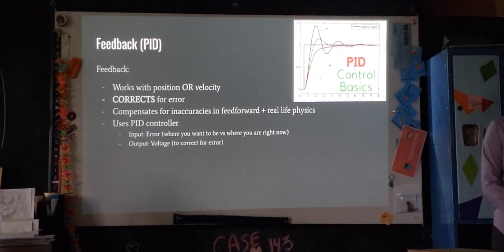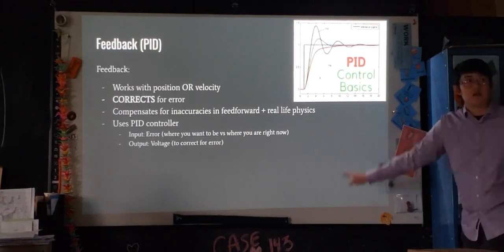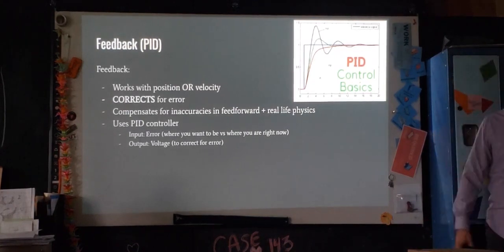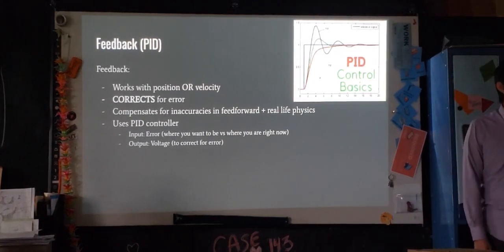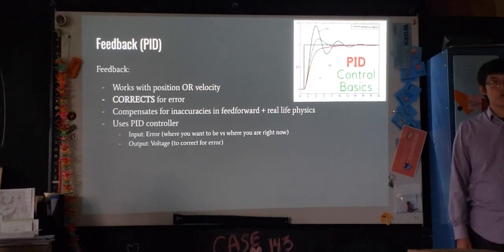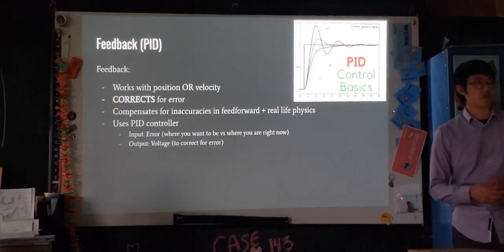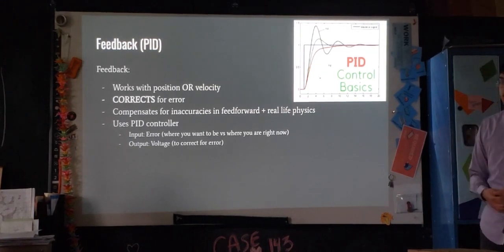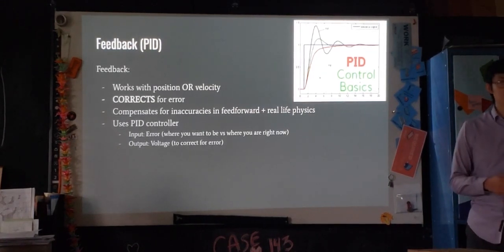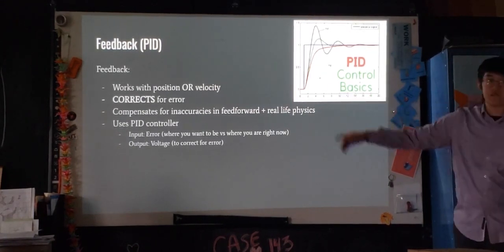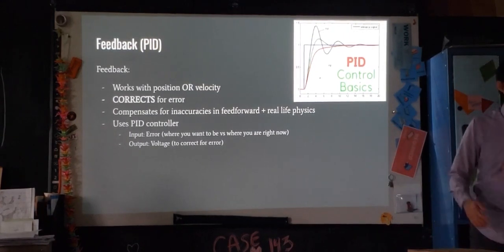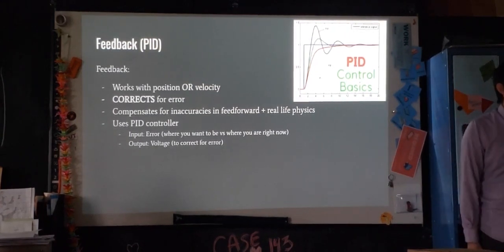Absolutely. All right, feedback. This is the other part of it. This is the correction part of control systems. Feedback is unlike feed forward. A feed forward can only work with velocities and speeds. Feedback can work with position or velocity. This is the guy that corrects for error. This is the guy that tells you what you're doing wrong and what you should do to correct it.